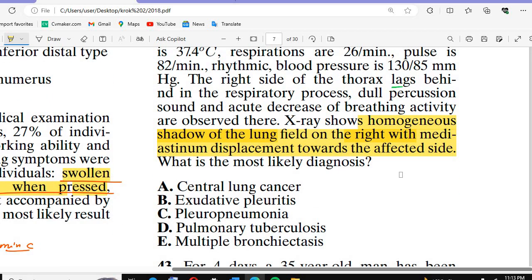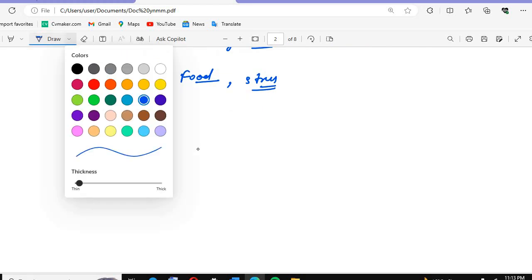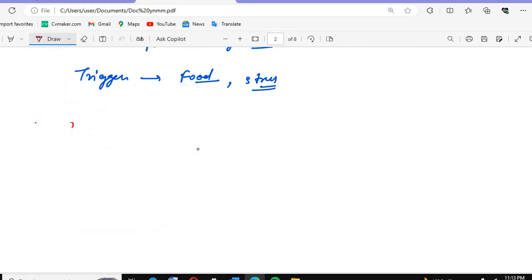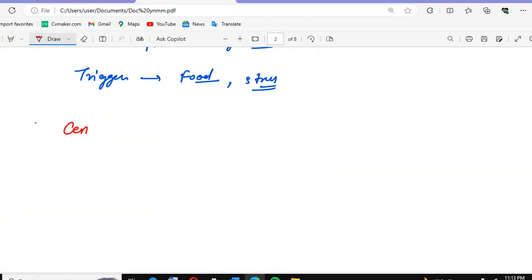So there are two conditions: central lung cancer and peripheral lung cancer. Let's differentiate both of them. This was question number 42.